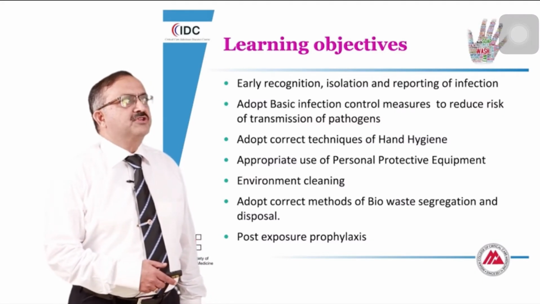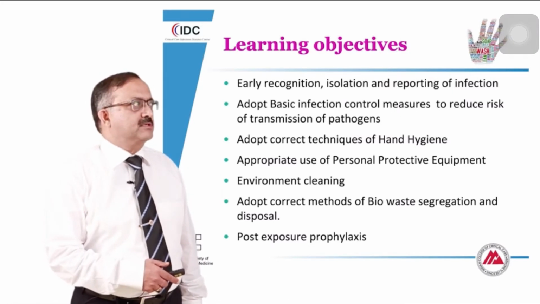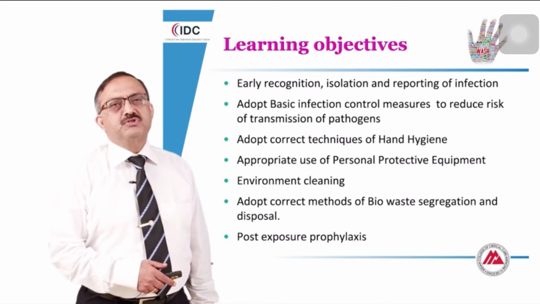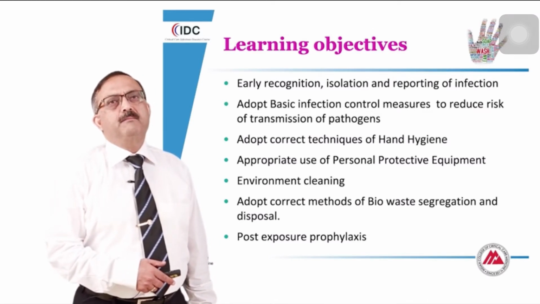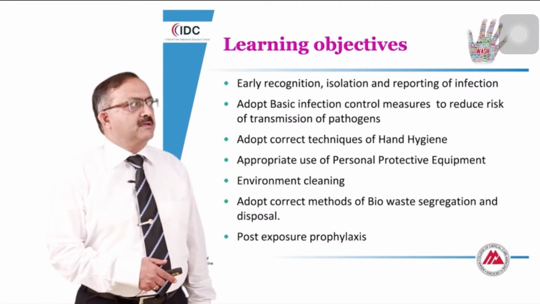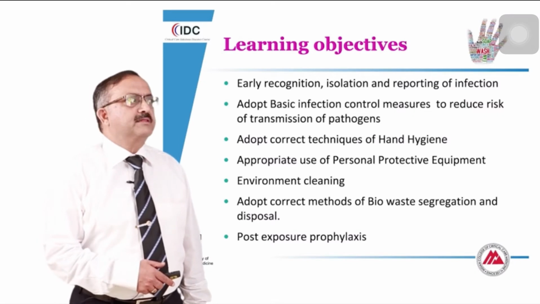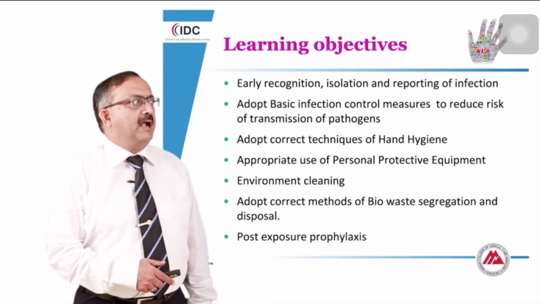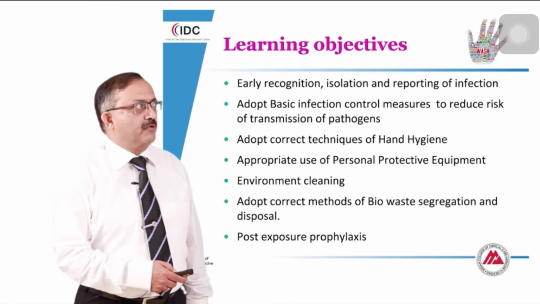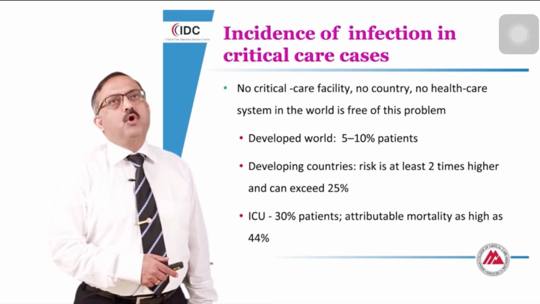Adopt basic infection control measures that will reduce the risk and transmission of pathogens. Adopt correct techniques of hand hygiene, which is the single most important factor that will prevent infection in critical care patients. Appropriate use of personal protective equipment, environment cleaning, correct methods of bio-waste segregation and disposal, and of course post-exposure prophylaxis.